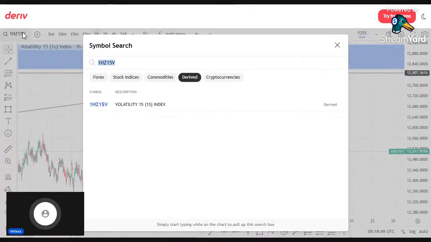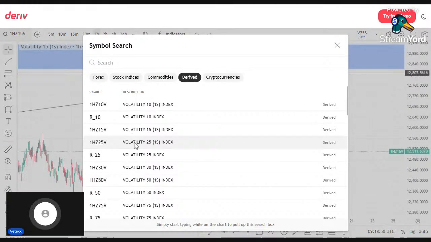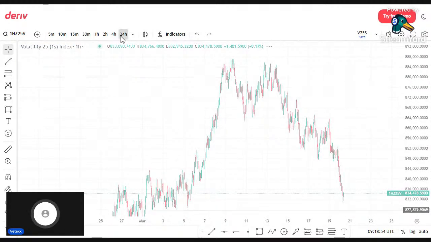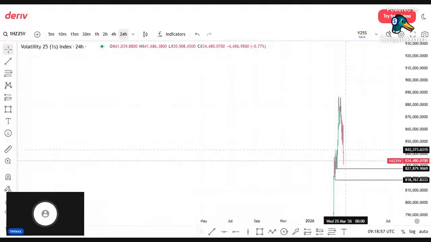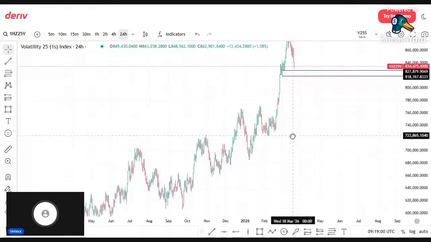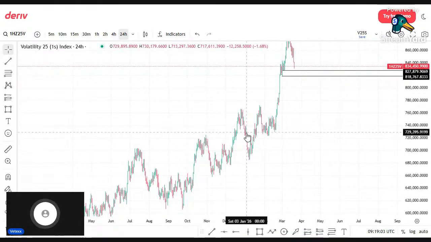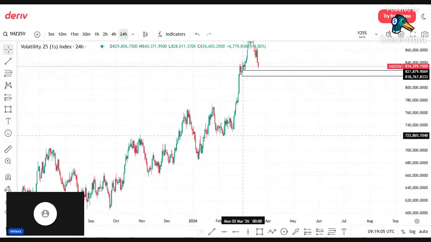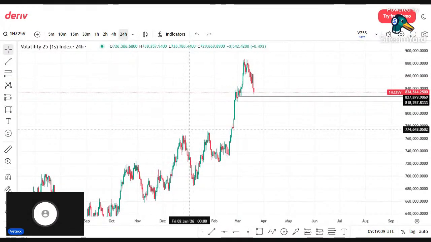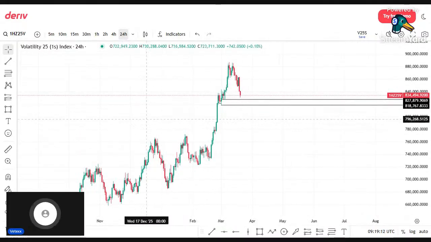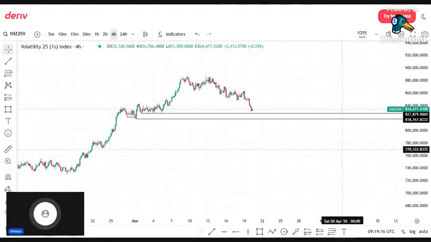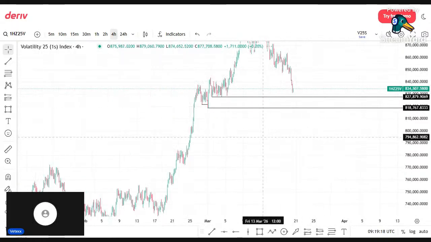So the next pair we are going to be checking out is what? V25-1 index. What do we have on V25-1 index? Starting from the 24-hour time frame, V25-1 index has been on a bullish move on the 24-hour time frame. So we can't spot any setup on the 24-hour time frame. So we'll go to the next time frame, which is the 4-hour time frame. On the 4-hour time frame, what do we have?